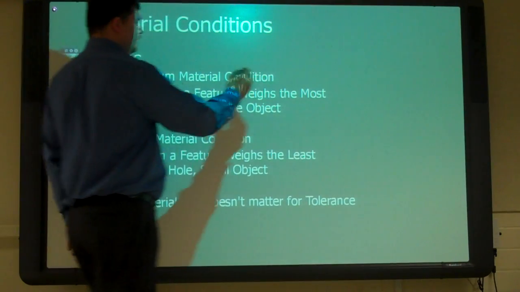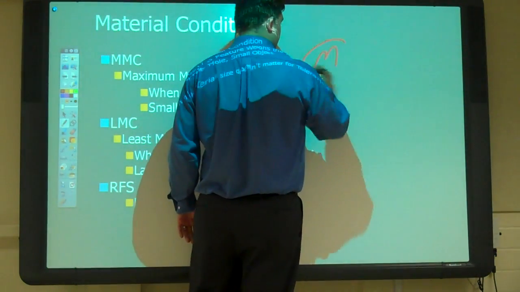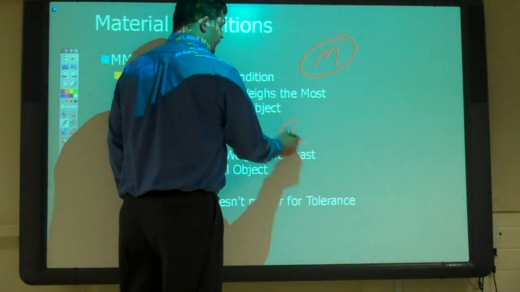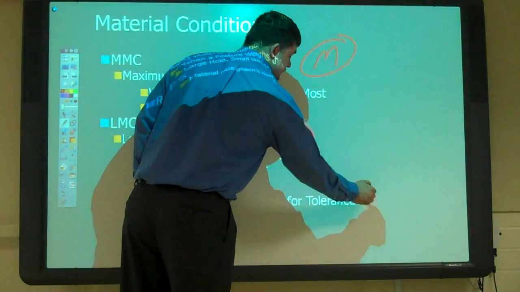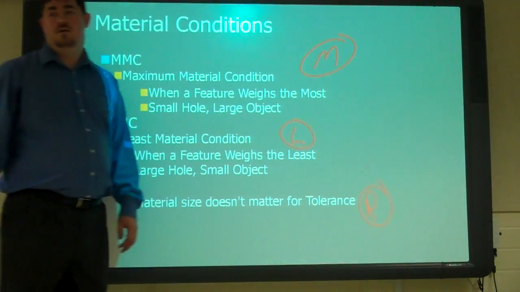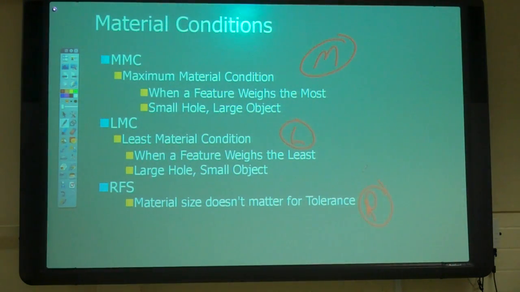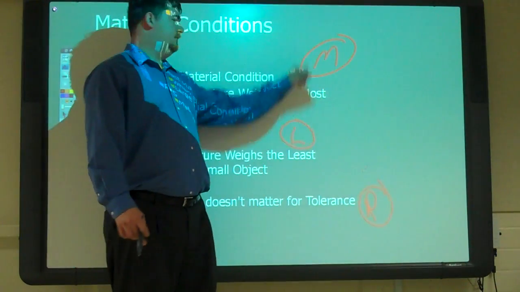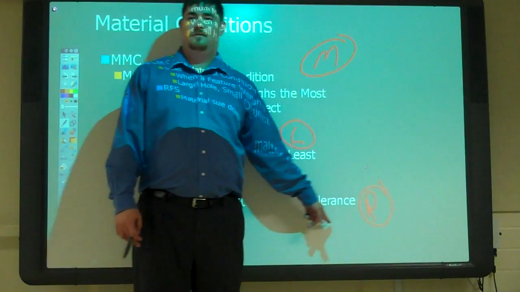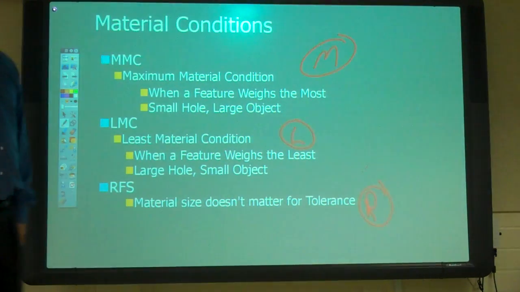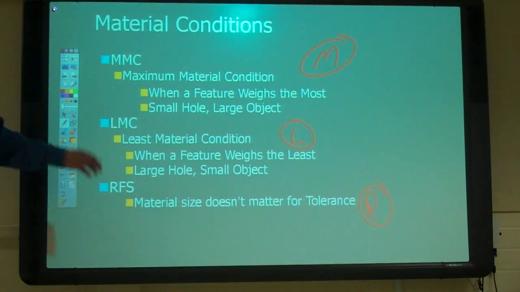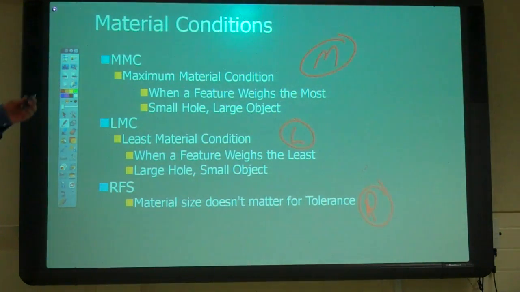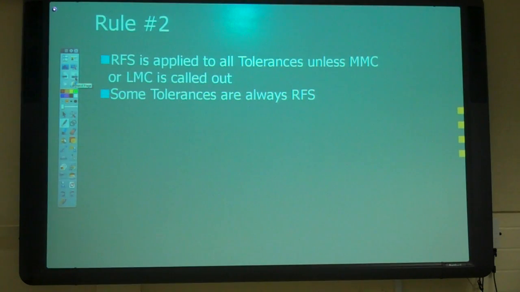The symbols for them: maximum material, the M with a circle around it; least material, the L; and regardless, the R. You usually won't see this. If you don't have one of these two, then it's regardless, so you don't have to put it. Older drawings might have it, but the newer ones usually don't. It's still a term that you need to know.